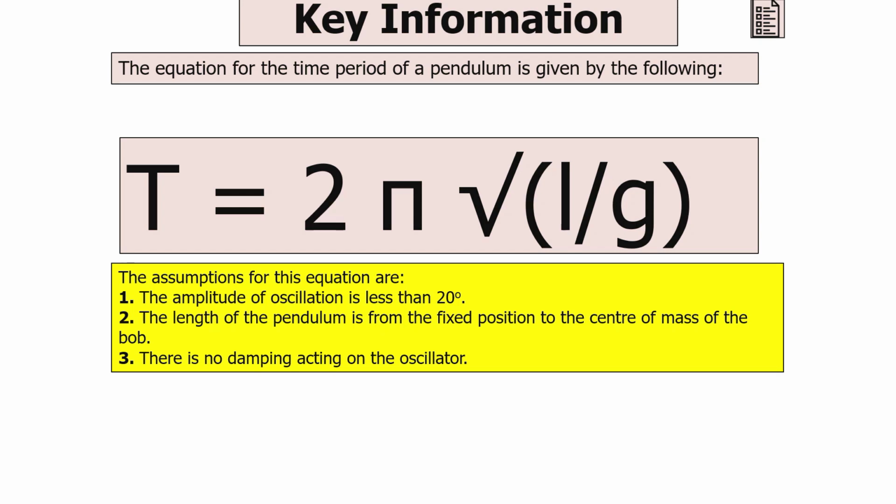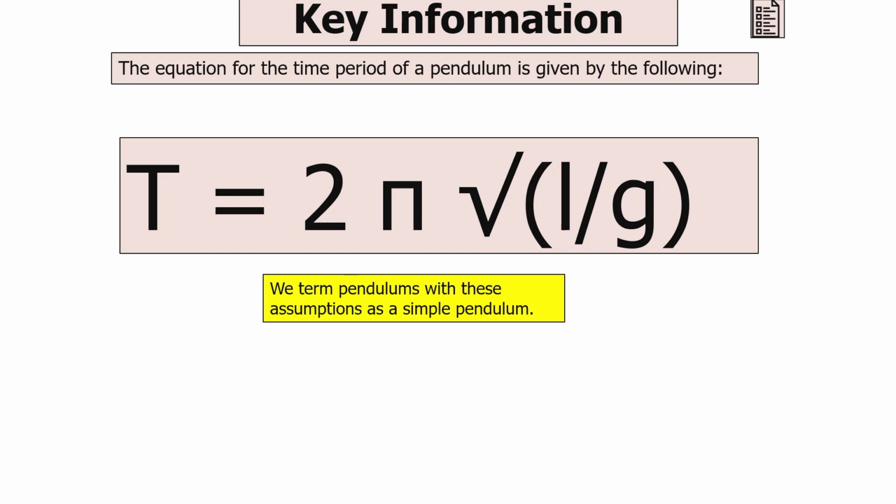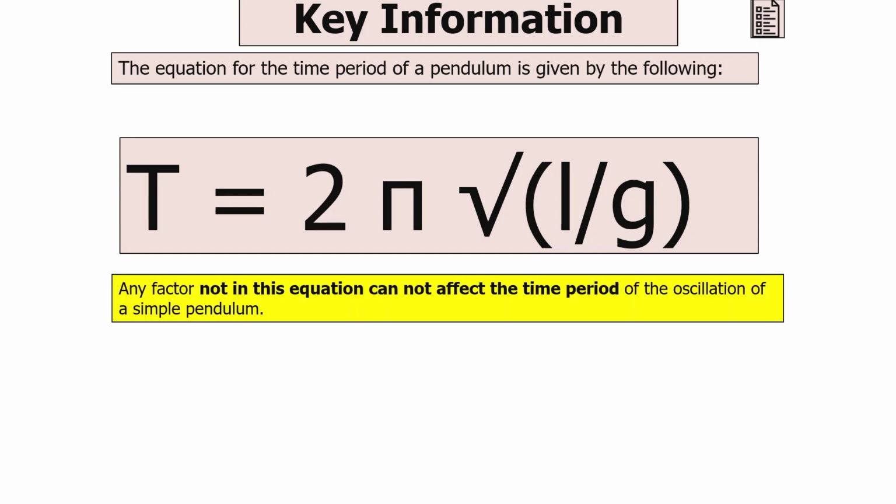the length of the pendulum is from the fixed position to the centre of mass of the bob, and there is no damping acting on the oscillator. We term pendulums with these assumptions as simple pendulums. Now, any factor not in this equation cannot affect the time period of the oscillation of a simple pendulum.